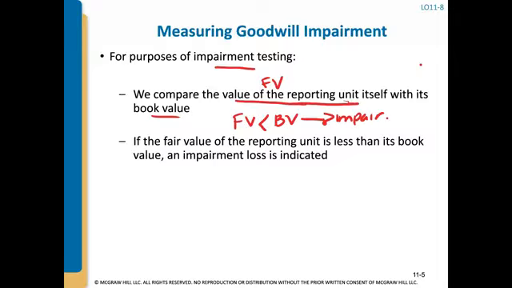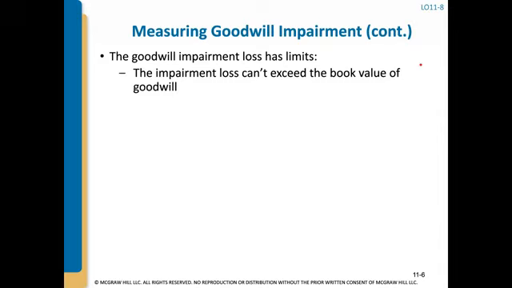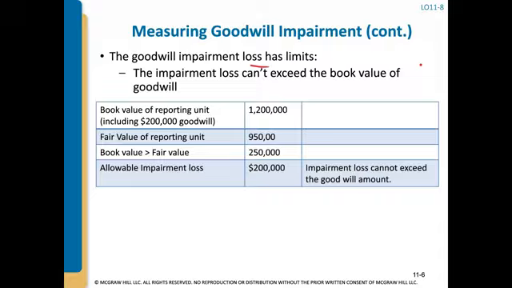If the fair value is less than the book value, then you have an impairment. I'm just not going to write that out. However, when you do that, it's not just the amount that the book value exceeds the fair value, and that's your loss. The loss can have a limit, and that is that the loss cannot exceed the book value of goodwill. Let's take a very quick example to show what that means.